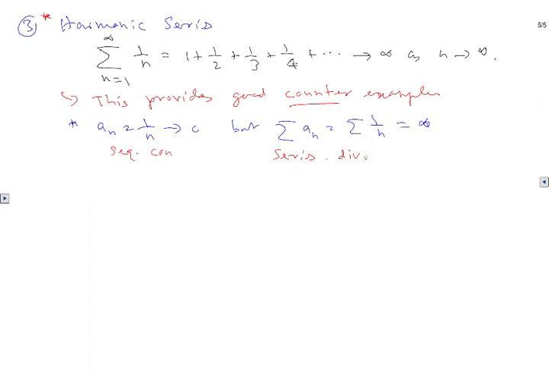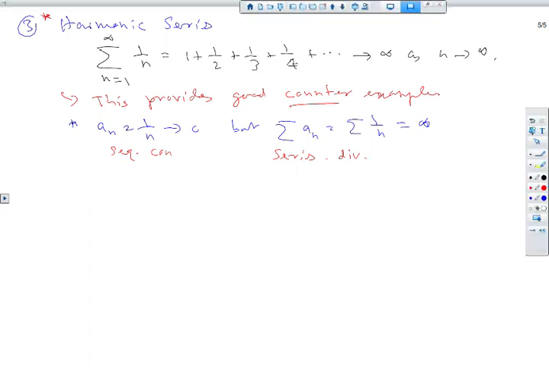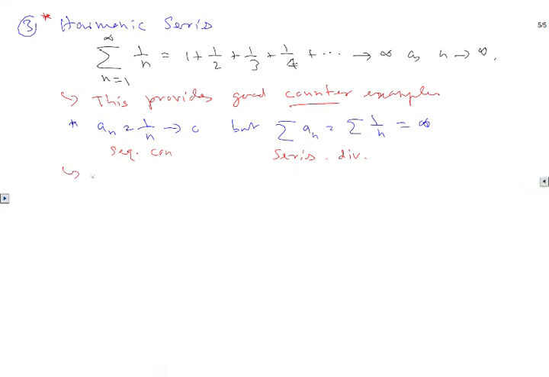Good. So let's remember this, and I'm going to write it down as a good example: for a series, the sequence converges and the series diverges. I'm writing it several times because it's that important.